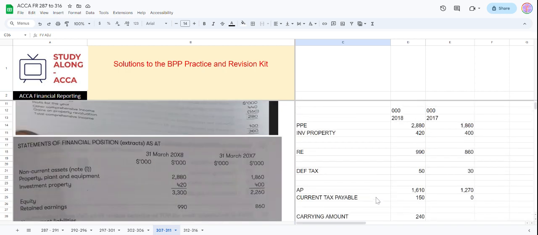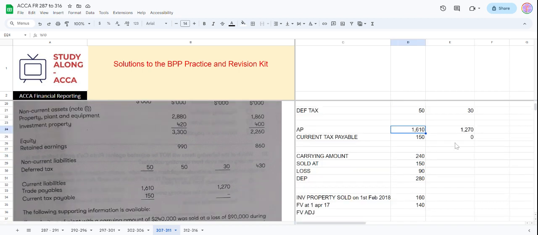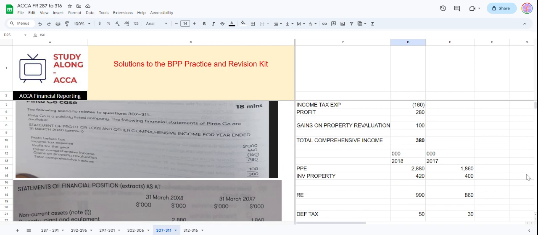So these are the information available in the balance sheet. They are giving the PP&E values: prior year, current year, investment property, prior year, current year, retained earning, prior year, current year, deferred taxes. They had 30 million opening, now they have 50 million at the end of the current period. AP, they had 1270, now they have 1610. Current tax payable was 0, now they have 150. So these are the information available.